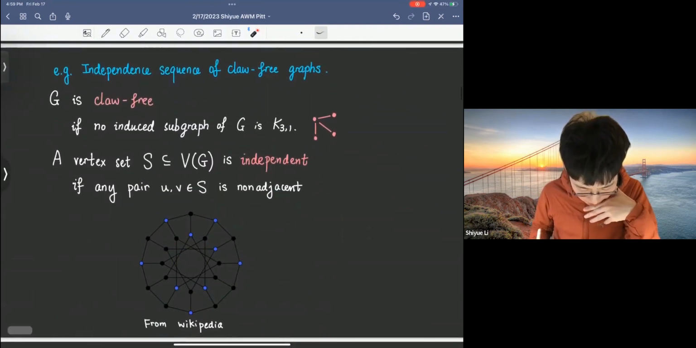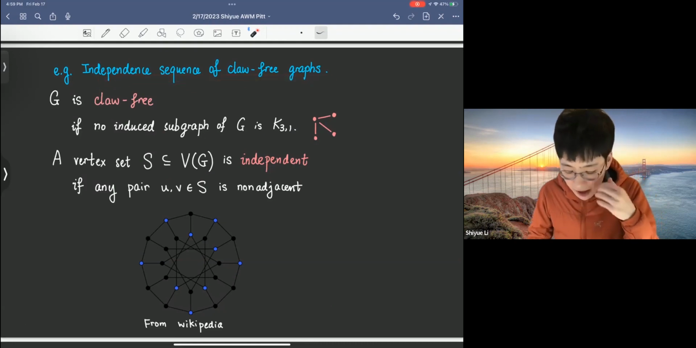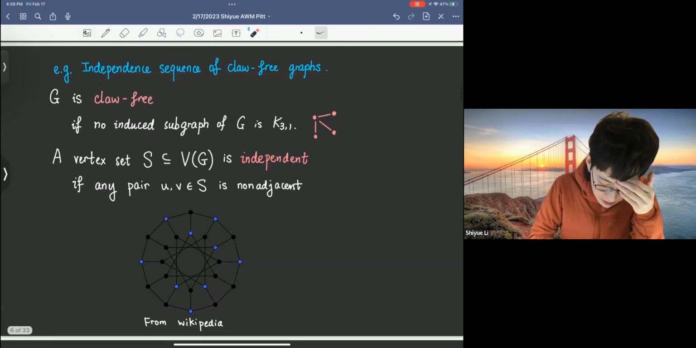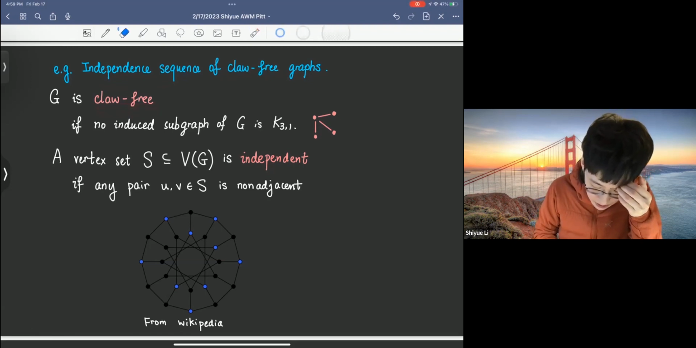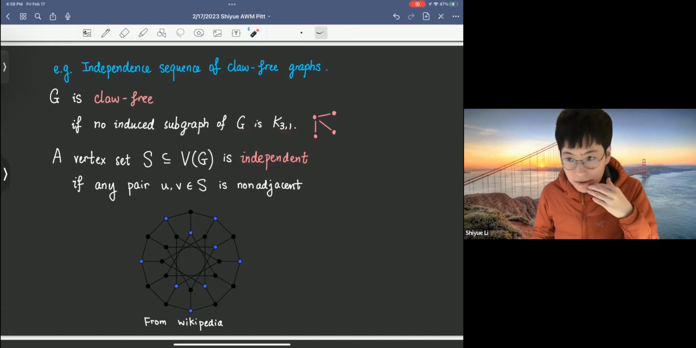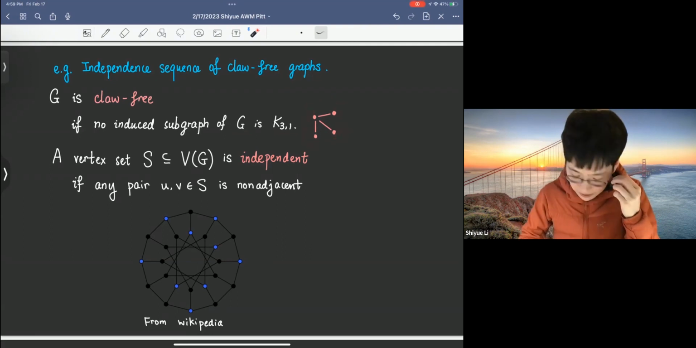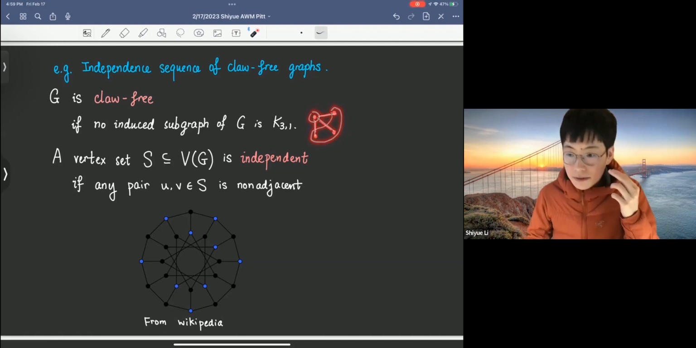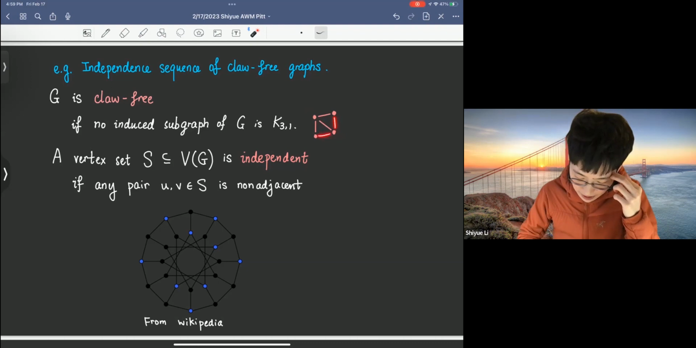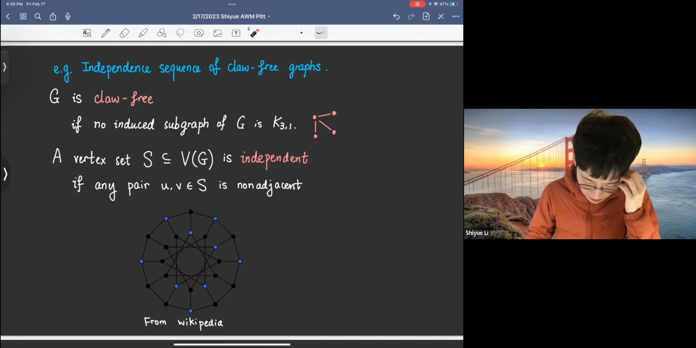One last example is the independent set sequence of claw-free graphs. A graph is claw-free if no induced subgraph of G is this bipartite graph K_{3,1}. It looks like this. You have three vertices here and one vertex here, and they're fully connected, but you cannot let these three vertices be connected. So it looks like a claw.